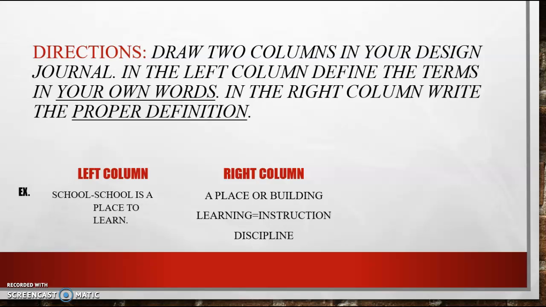I put an example down here in case you need some more help. In this case, the word is school. So in the left column, it's school. To me, school is a place to learn. And then in the right column, the actual definition, I think I got somewhere, I'm not really too sure. It was a place or building in which learning or instruction, as well as discipline, allows a person to learn. It was longer, I broke it down into that, but you kind of get the idea.